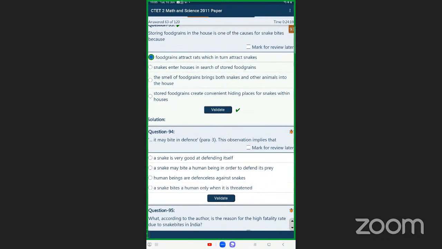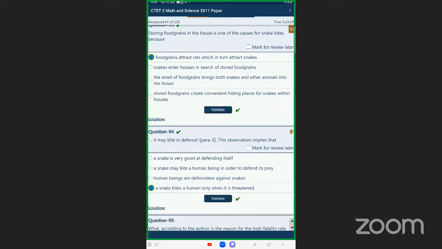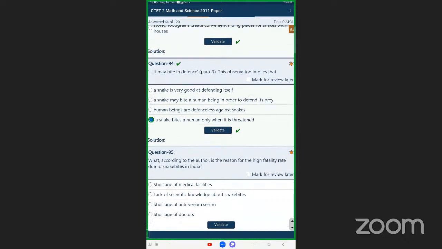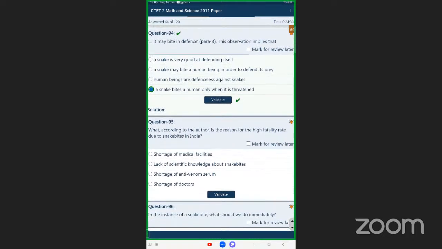It may bite in defense. This observation implies what, student? A snake bites a human only when it is threatened. When it is threatened, the option is correct.